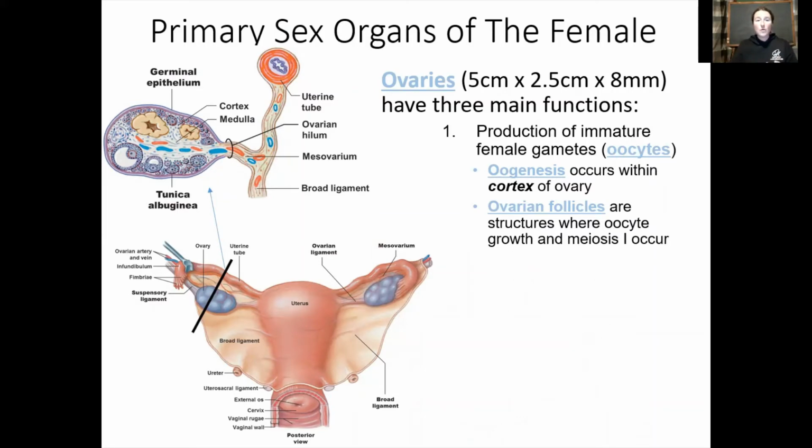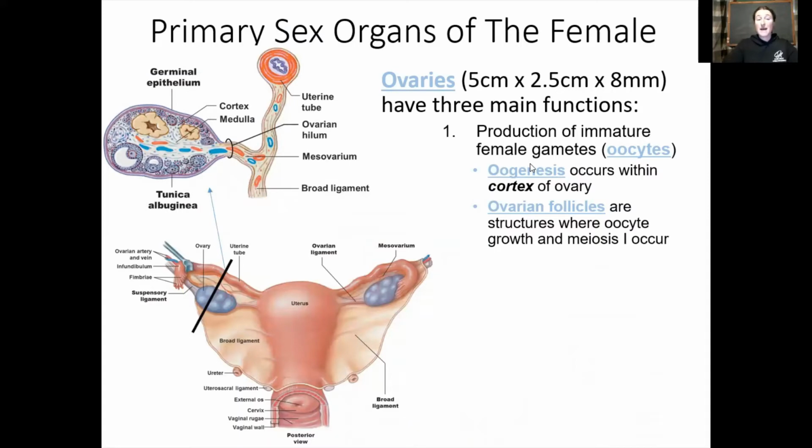Okay. So these ovaries, there are 2. The ovaries have 3 main functions. First of all, they are going to produce these immature female gametes. Note that these are called oocytes. Right, so the O's should remind you a little bit of eggs, nice round eggs. So oocytes are the immature gametes. And the process that actually creates these immature gametes, these oocytes, is called oogenesis.